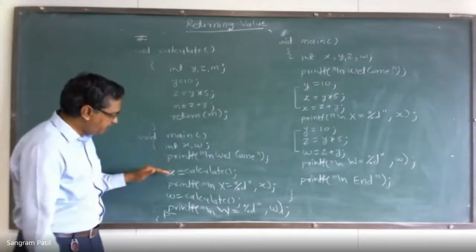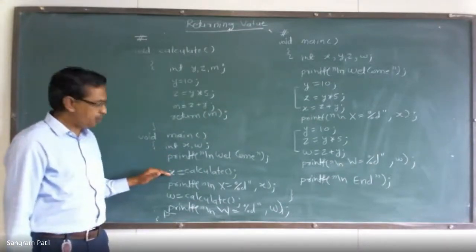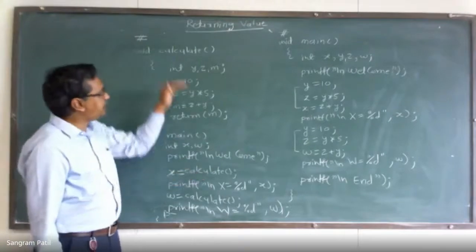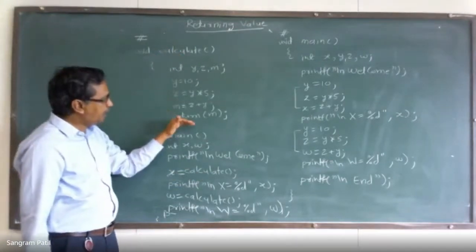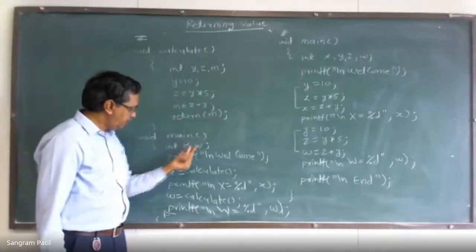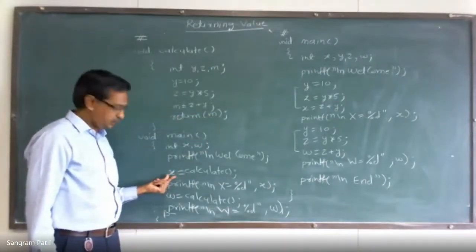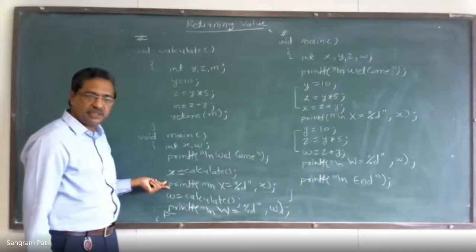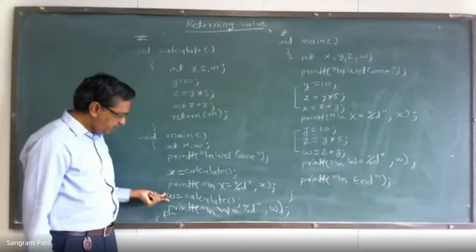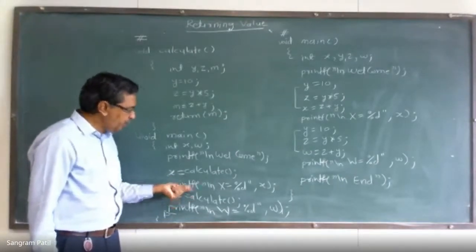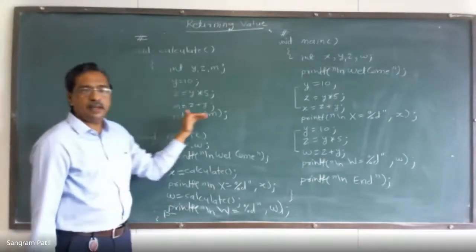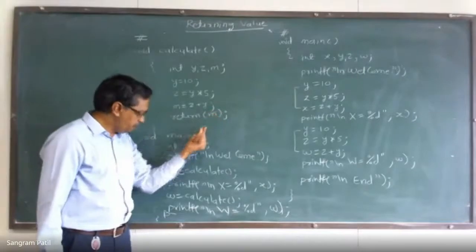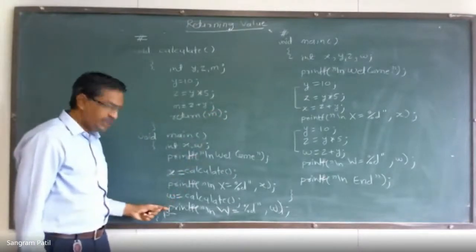So now when this statement is executed, x equal to calculate, your compiler will go to execute calculate. It will execute the calculate and return m, whatever value of m is given to x. Then printf slash n percentage d x. Then it will come here, w equal to calculate. So again it goes to execute calculate. It will execute this program, return m, value of m will be given to w.